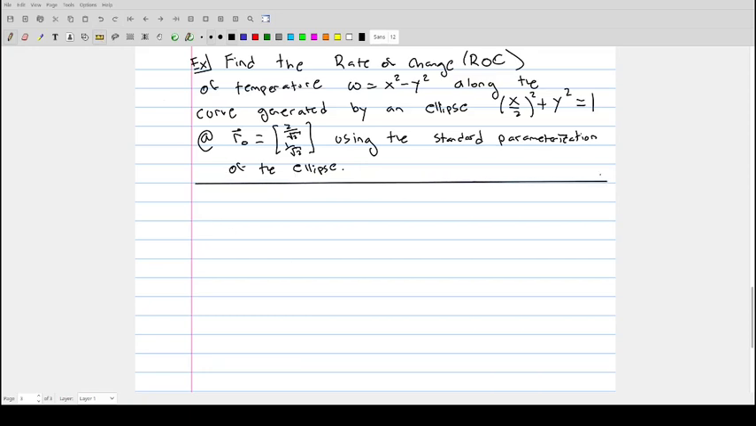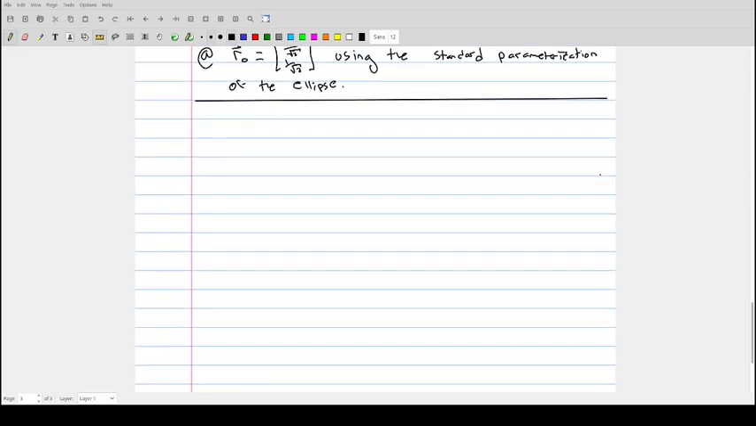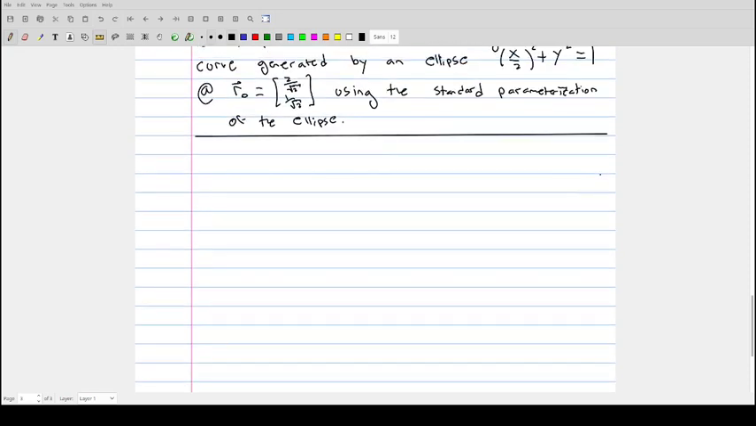So first things first, let's get a picture of what this looks like. And also remember the standard parameterization of the ellipse. Just like the circle, for any ellipse the equation is going to be (x/a)^2 + (y/b)^2 = 1. This is an ellipse that stretches along the x-axis at length 2a and the y-axis at length 2b.